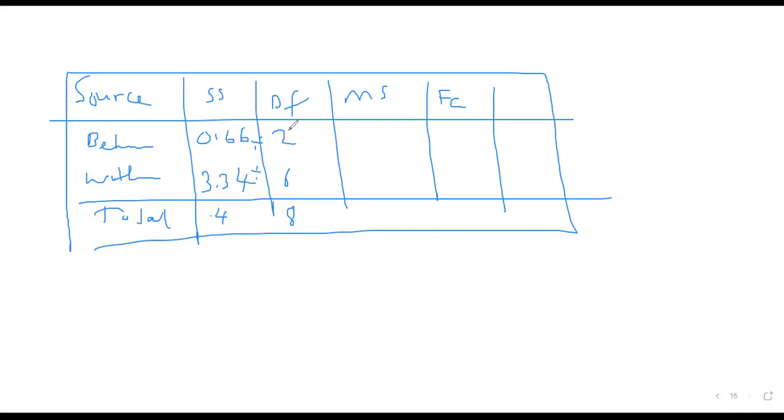So here, between is K minus 1, 3 minus 1 is 2. Within is N minus K, 9 minus 3 is 6. Total is N minus 1, 9 minus 1 is 8. Then let's divide. What are we getting? 0.33 and 0.556, 0.56. Then how do we get the F calculated here?